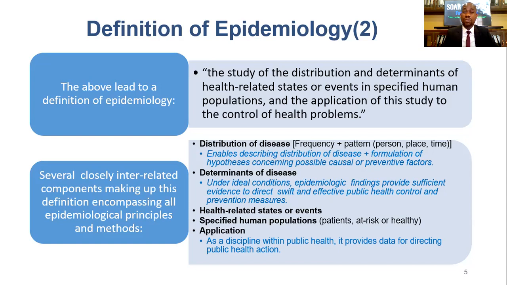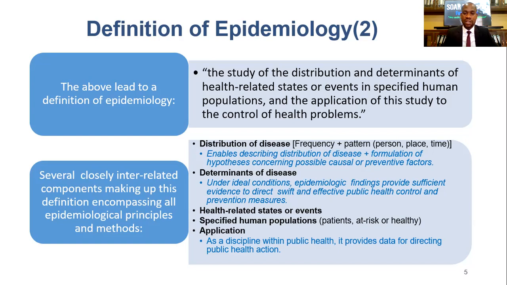Two, determinants of disease. In epidemiology, we look at how we can find the causative or the risk factors for someone getting a particular condition. And this helps us to know who is vulnerable and who needs to be supported to ensure that they live a good life and a healthy life, and then we're able also to know how to stop disease.